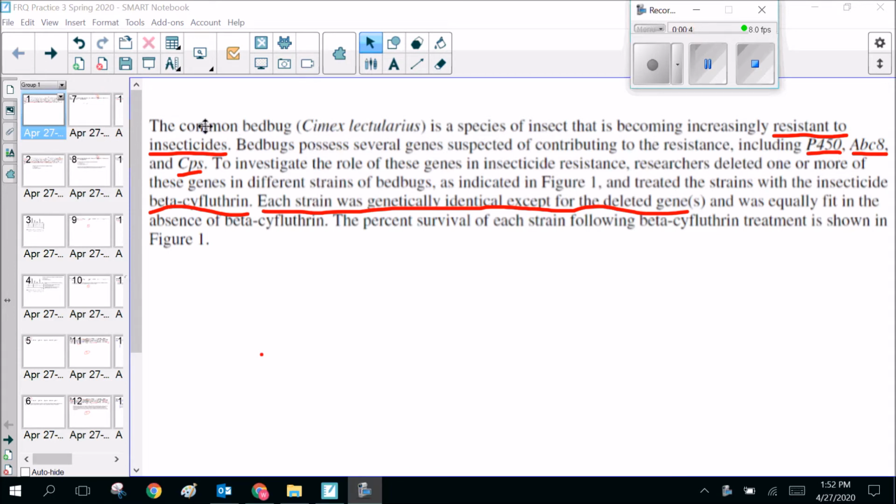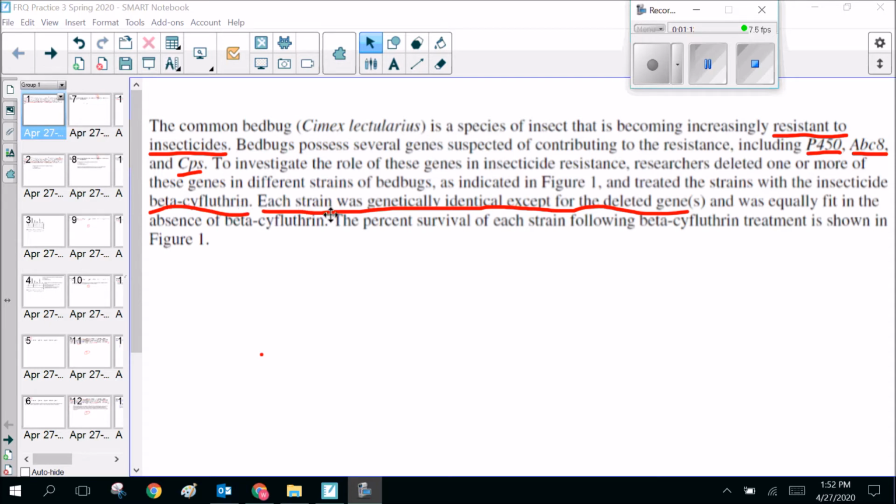So let's begin. The common bedbug is a species of insect that is becoming increasingly resistant to insecticides. Uh-oh. Bedbugs possess several genes suspected of contributing to the resistance, including P450, ABC8, kind of a funny name, and CPS. To investigate the role of these genes in insecticide resistance, researchers deleted one or more of these genes in differing strains of bedbugs, as indicated in Figure 1, and treated the strains with the insecticide beta-cyfluthrin.